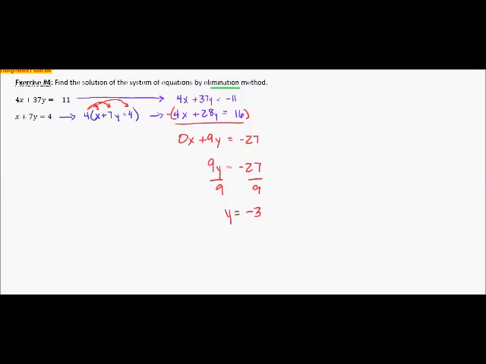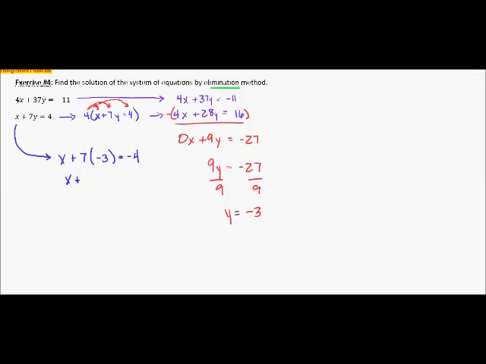Alright, so now what can I do? I can plug that into one of these. You know what? I'm going to take this second equation here because it looks a little easier to deal with, but it doesn't matter. I can take the other, but I'm going to plug in a -3 for my y value because y is -3. And then I'm just going to do my math and see what I come up with here.